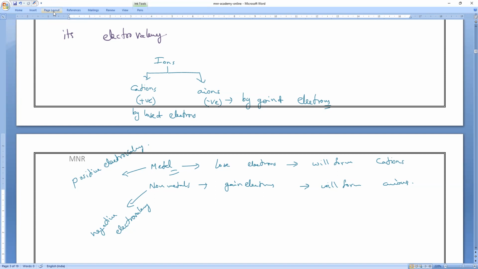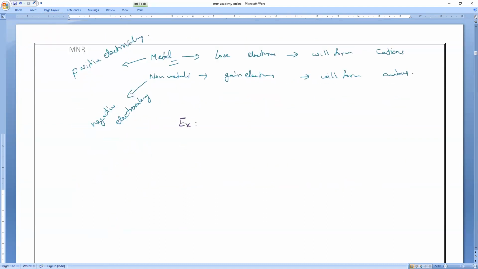Clear all of you? Now example we'll take. So formation of sodium chloride. Write it. Example. Sodium, what is the valency? Everybody? Sodium, what is the valency? 1. Am I right or wrong? Please respond, guys. 2, 8, 1. So only one electron I will represent.